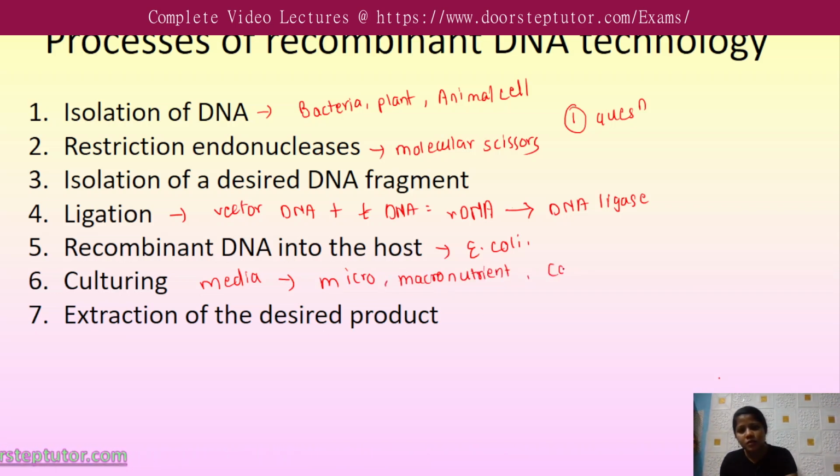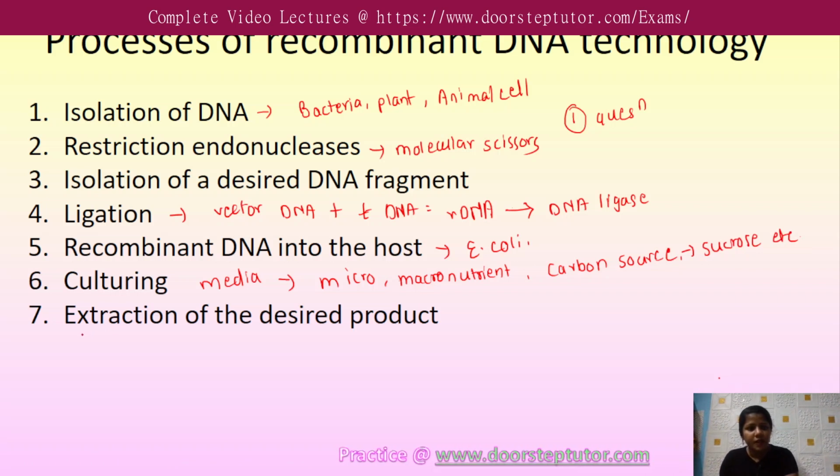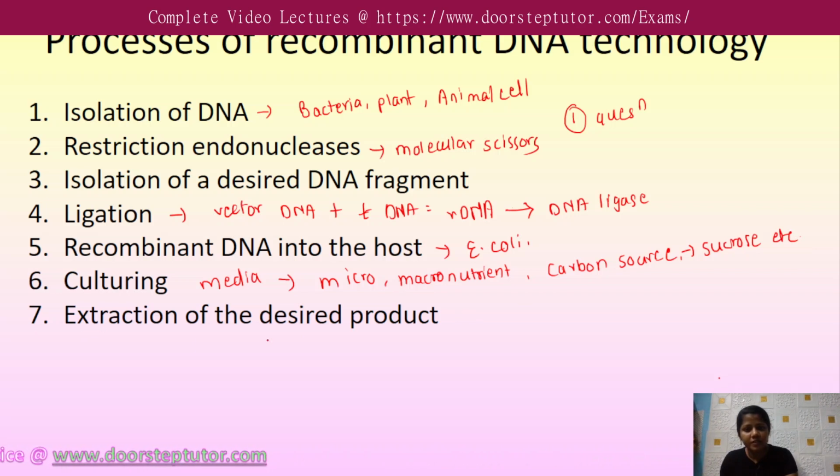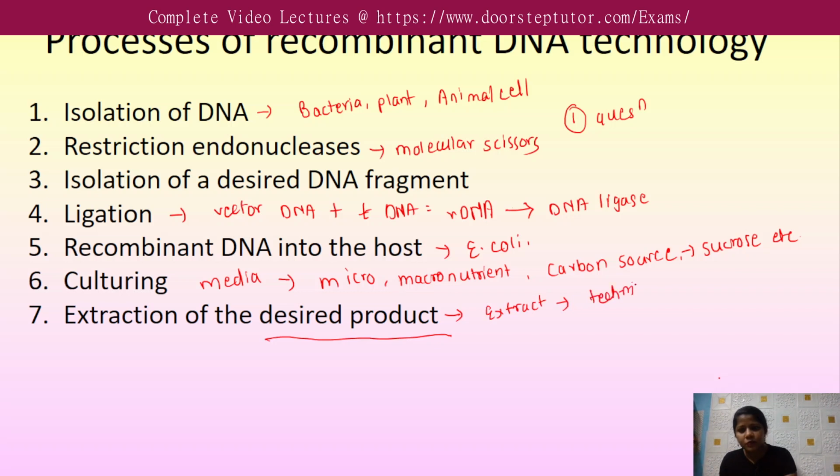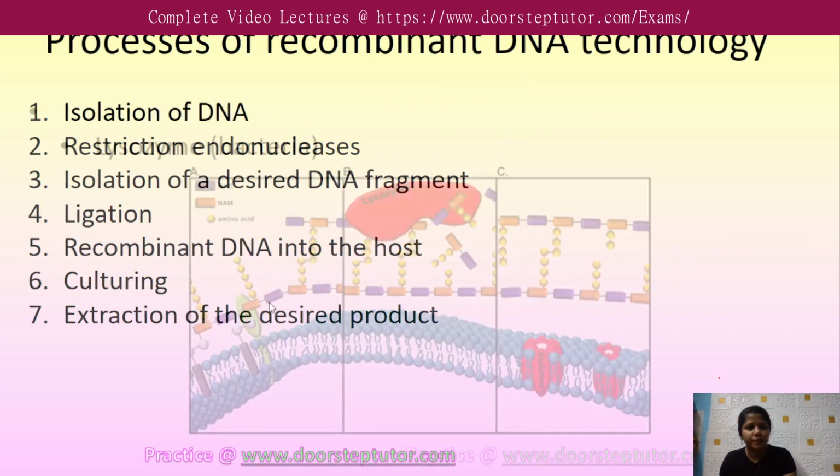Carbon source such as sucrose, etc. Then after that, it will produce some desired product. We will extract those products with the help of certain techniques. Hope that's clear. So let's see these steps one by one.